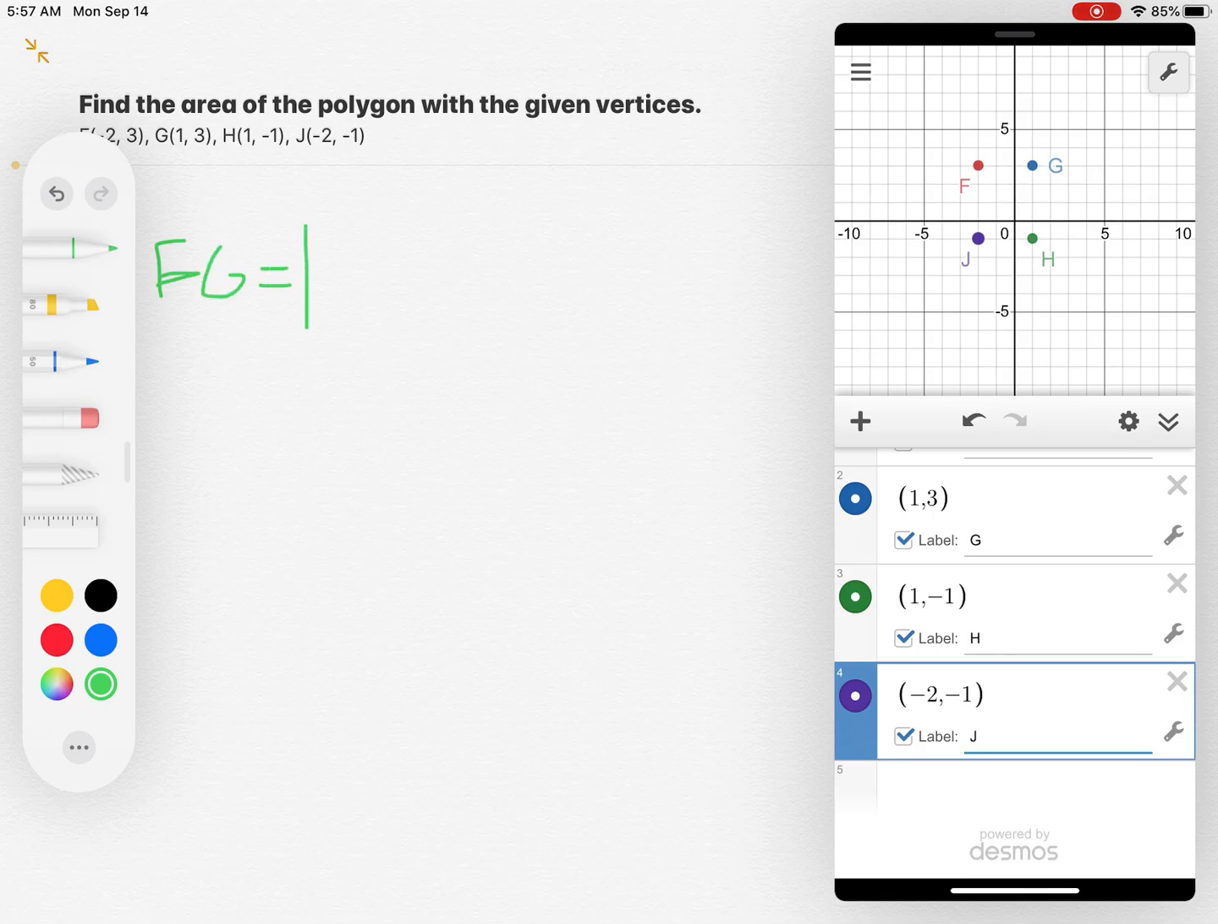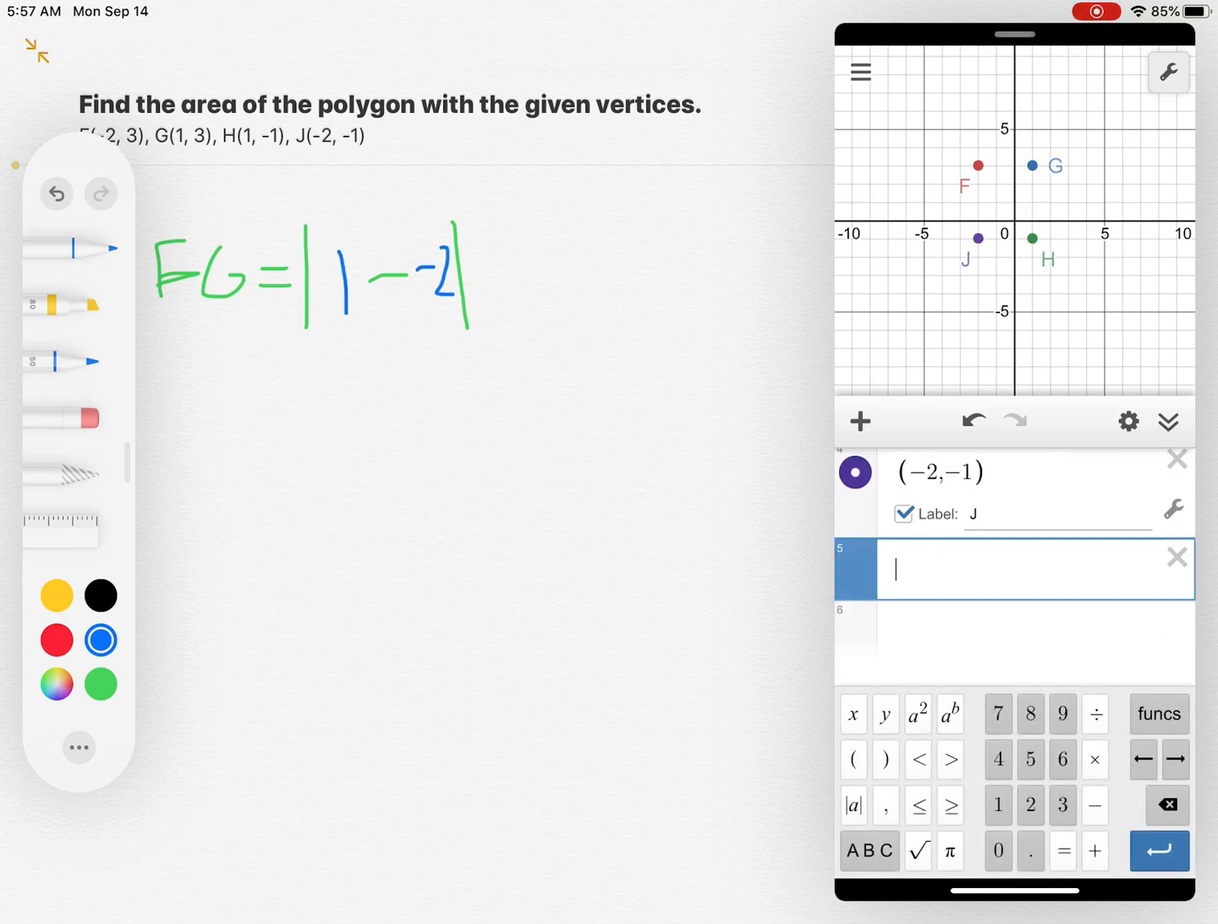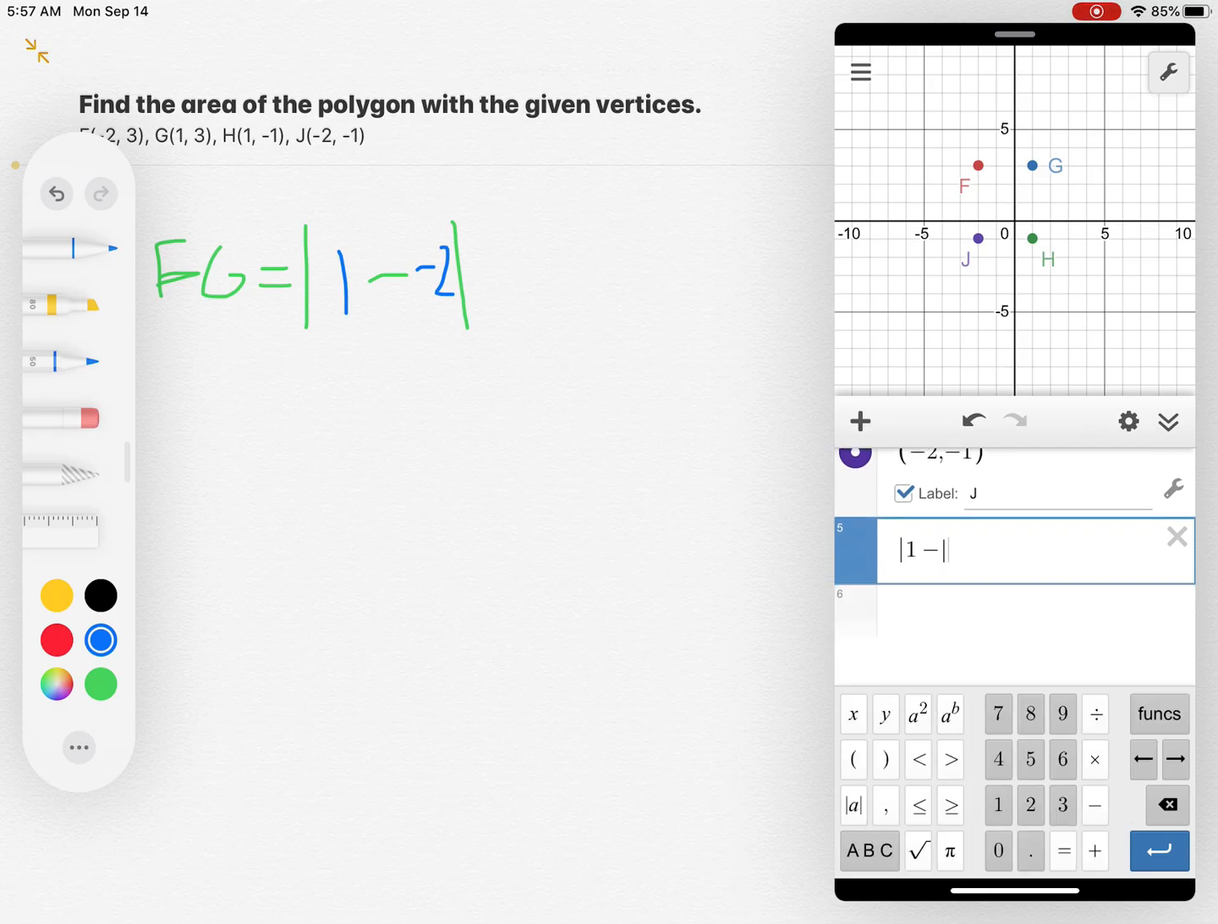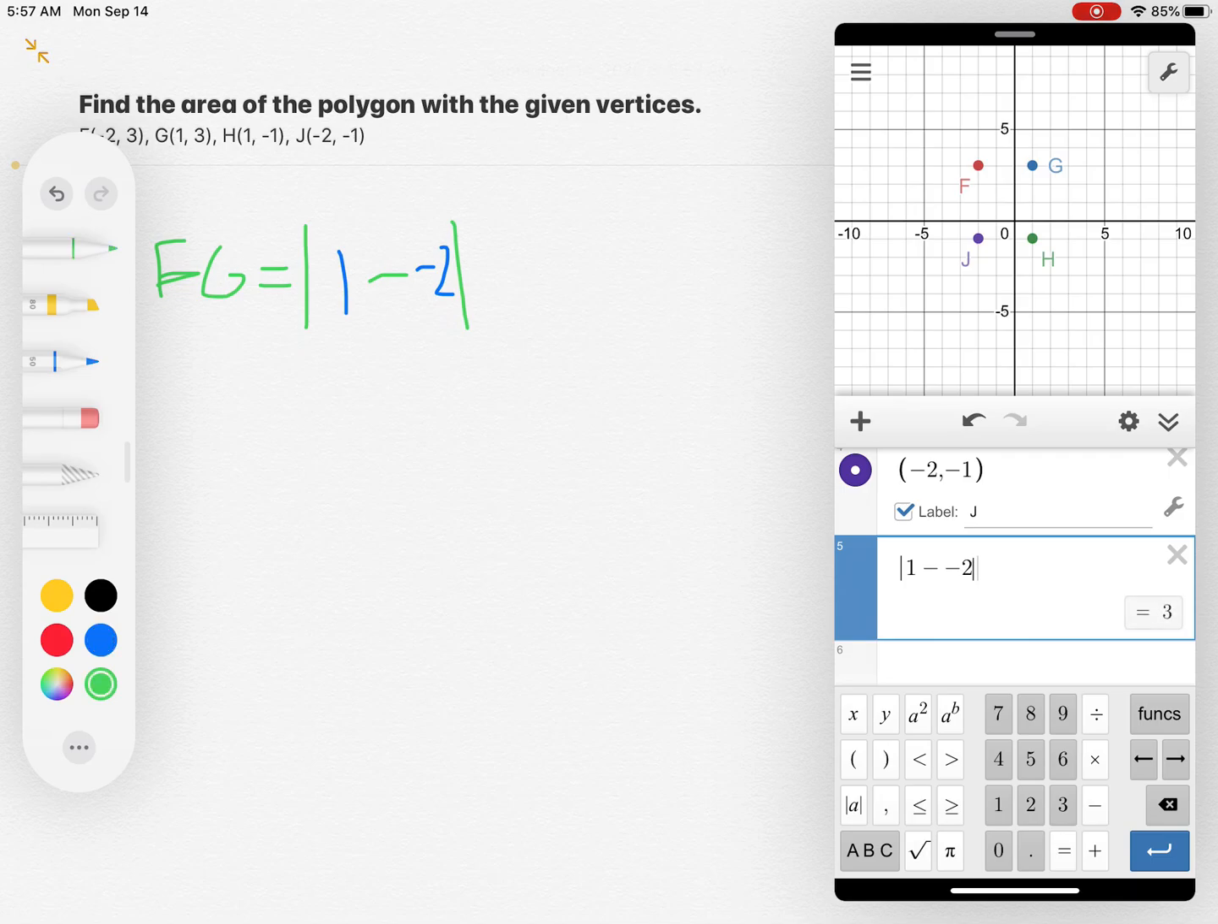So FG, that's where we do the absolute value thing. Subtract the coordinates that are different from each other, which is going to be our x coordinates. G x coordinate is 1, F x coordinate is -2. If you'd like to do it in your head, you can. Absolute value of 1 minus -2 is 3.